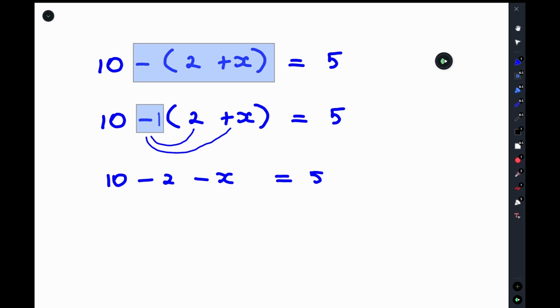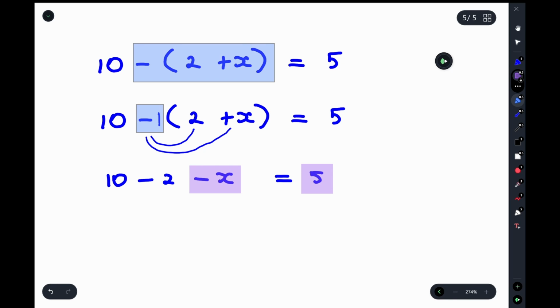So -1 multiplied by 2 will give us -2, which is this. And then -1 multiplied by positive x will give us -x. And now we can continue solving for x. The quickest way to solve for x, or to make x the subject of the formula, would be to swap sides with 5. So I'm going to carry x across to the right hand side, and then I'm going to move the 5 to the left hand side.